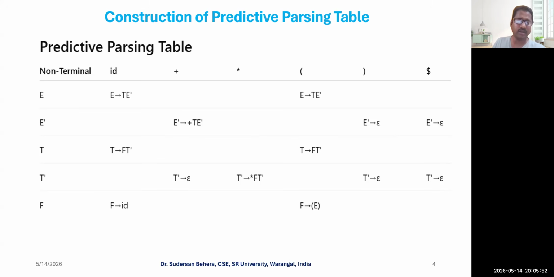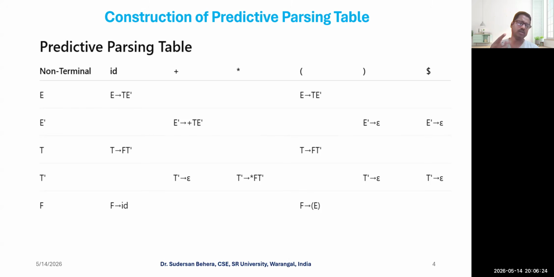So here we have already seen the first of E. First of E is ID. What is the production of E? E derives T E dash. So this production E derives T E dash needs to be placed under all the first symbols of E. So M of E comma ID equals E derives T E dash. Then E has another first symbol, the opening bracket. So M of E comma opening bracket is also E derives T E dash.